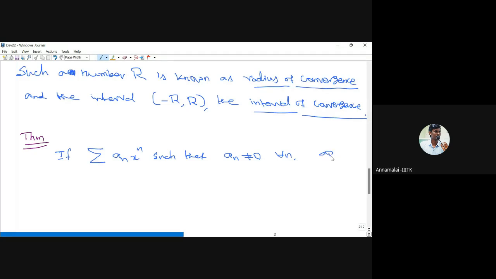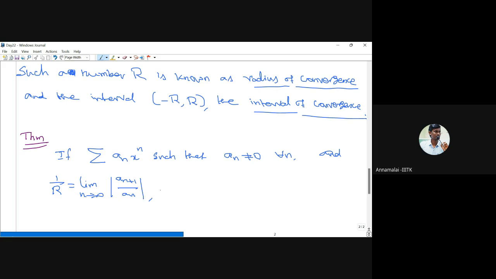And we define 1 by r equal to limit n goes to infinity modulus of an plus 1 by an. The n plus 1th term by the nth term, modulus, and then take the limit. The value is 1 by r, then r is the radius of convergence.